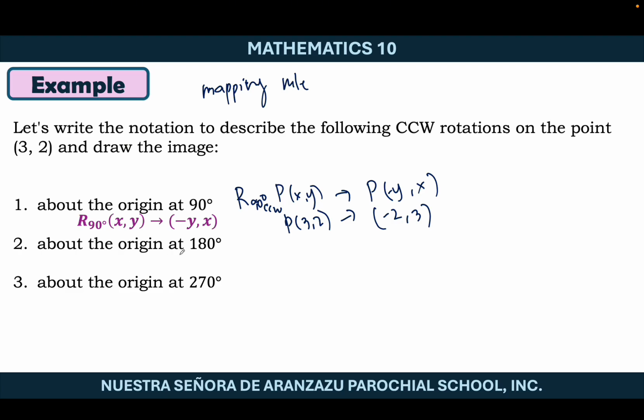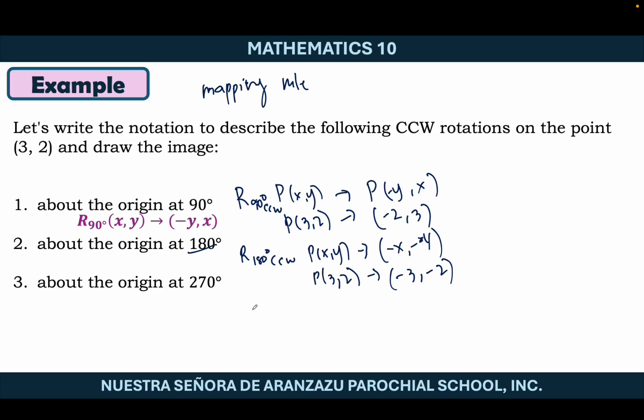Next, the rotation is about the origin of 180 degrees. So, the rotation, the angle of rotation is 180 degrees counterclockwise. So, the given point x, y, ang rule natin doon, change sign lang. So, negative x, negative y. Okay? So, the given point 3, 2 will become negative 3, negative 2.